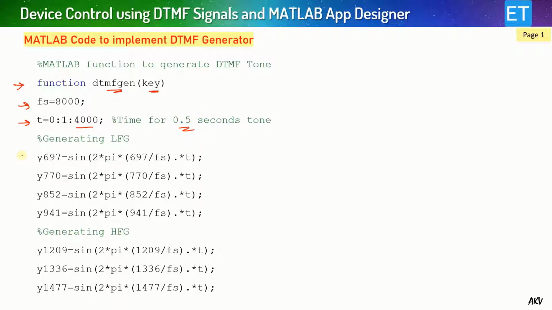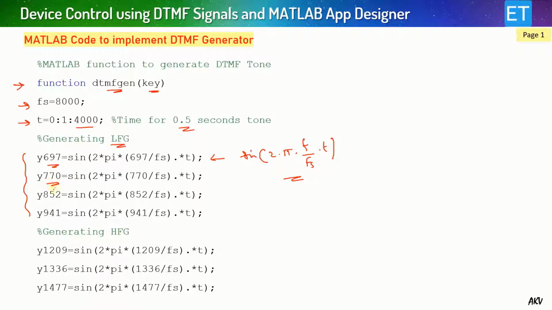So now here I'm generating all these frequencies, I mean the frequencies of the low frequency group. So that is the 697 hertz frequency. It is simply sine of 2 pi f upon sampling frequency into t. So it's a discrete version of your sine wave. Okay, so this is your sine 2 pi, f upon fs into t. So this is your discrete sine.